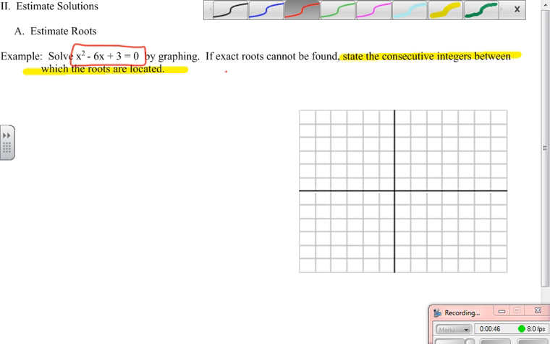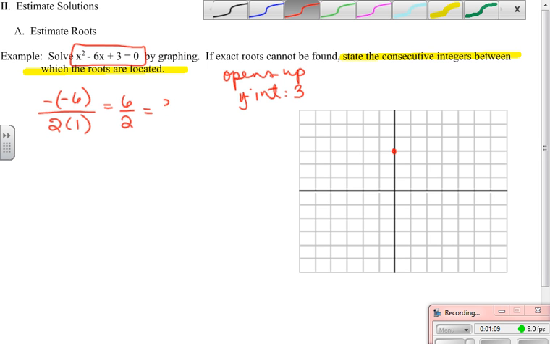So right now I know that this opens up and I know it has a y-intercept of 3. So I'm going to go ahead and plot that. So I'm going to look for that vertex line and vertex point, the opposite of b, all over 2a. So I have 6 over 2, which is 3. So that means that somewhere along this vertical line is my line of symmetry and my vertex.